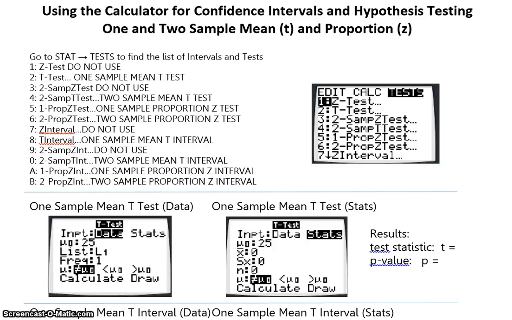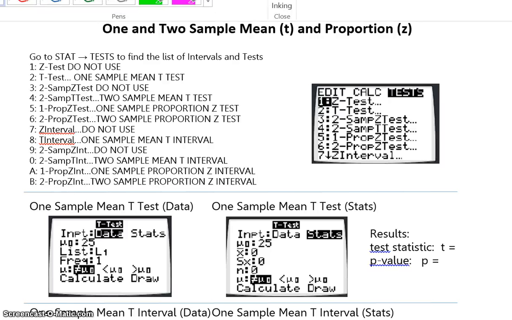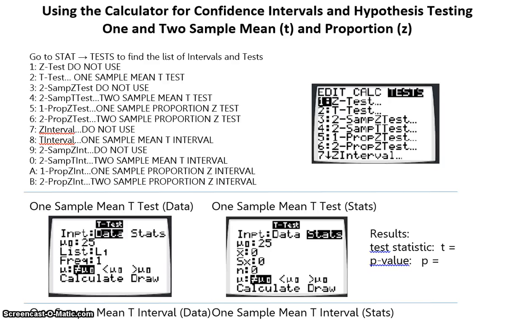Okay, P-Stats, today we're going to talk through using the calculator to calculate the intervals for confidence intervals, and then the test statistic and the p-value for our hypothesis test. So the first thing you want to do is get your calculator out, and then you want to go to Stats, Tests, and then you'll see here your list of intervals and tests.